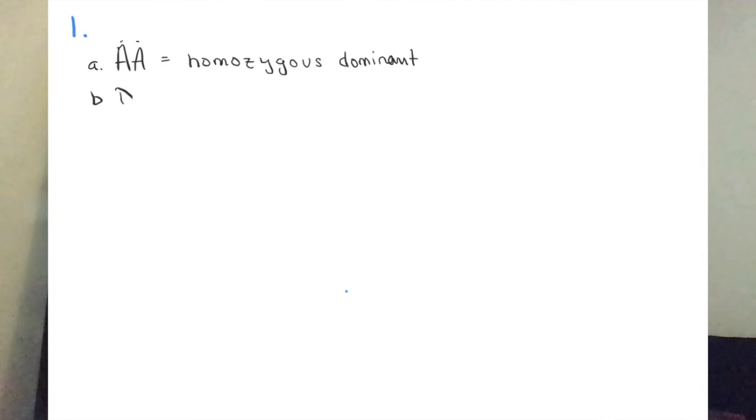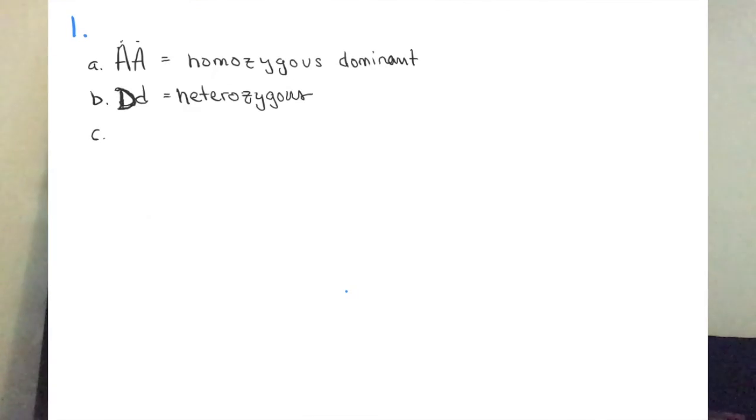B shows a capital D, little d individual, and this one is pretty easy because there's two different alleles. This would be a heterozygous individual, but we know that the dominant allele is going to be the one that actually shows up in simple Mendelian genetics. So this organism, even though they have a recessive allele here, the dominant allele would be the one that is expressed.